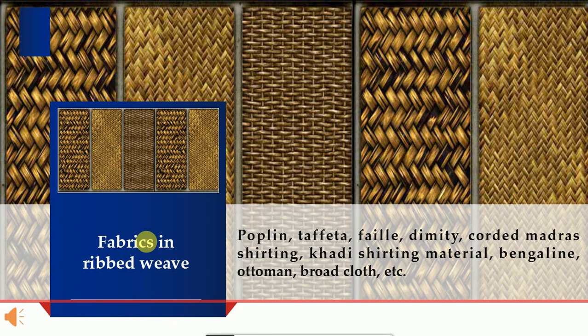Poplin, taffeta, faille, dimity, corded madras shirting, khadi shirting material, bengaline, ottoman, broadcloth, etc.